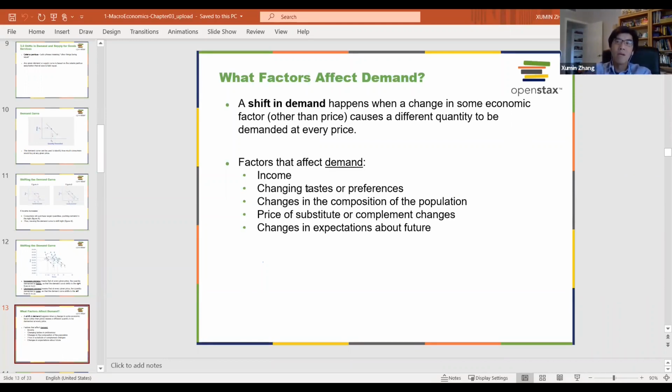For example, if we compare the population of China and the US, for something like pizza, the demand for pizza in China must be much greater than the demand for pizza in this country because of the population. Also, it's related to the price of substitute or complementary products. This can be easily interpreted with pizza. If the hamburger price, or other food price, is much cheaper, then all of a sudden people will reduce their consumption of pizza, right?